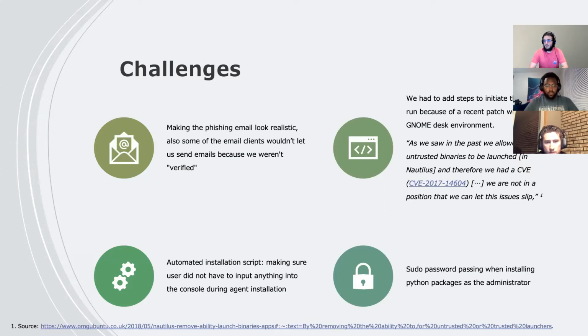First challenge was making the phishing email look realistic. Also, some of the email clients would not let us send emails because we weren't verified. Some of the mail servers we tried, like alternatives to MailChimp, said they would not allow us to send marketing campaigns because they couldn't verify our account. It's likely they picked up that we were trying to send a malicious email to people. We were able to get past the filters and blocks with MailChimp for the most part.